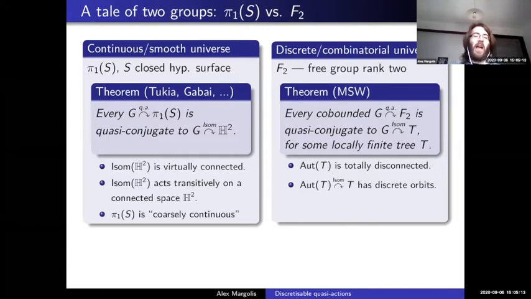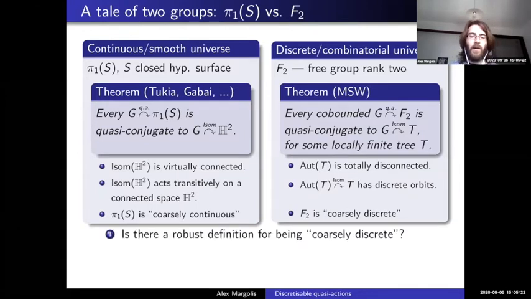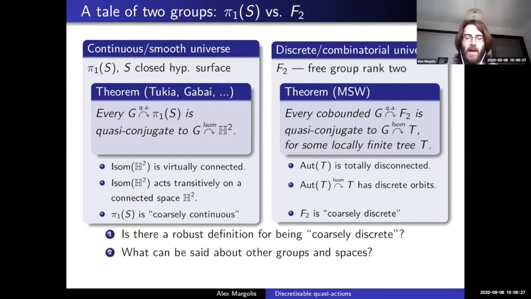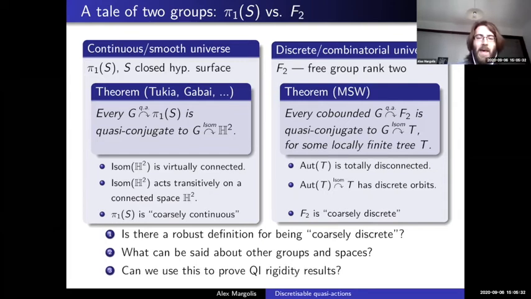So I'd like to think of pi1 of S as being coarsely continuous, and F2 as being coarsely discrete, or discretizable. So what I want to now do is come up with a robust definition for being coarsely discrete, give lots of examples for other groups and spaces, and then be able to prove something with it, be able to deduce some nice QI rigidity results, and what possible groups can contain discretizable groups as uniform lattices.